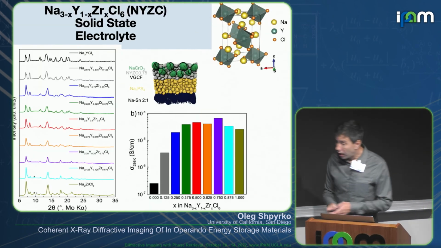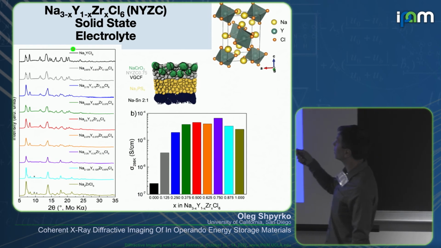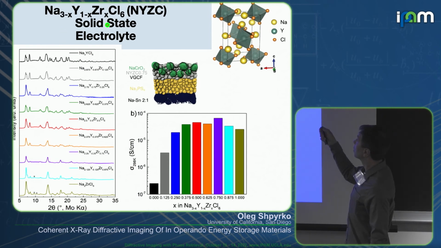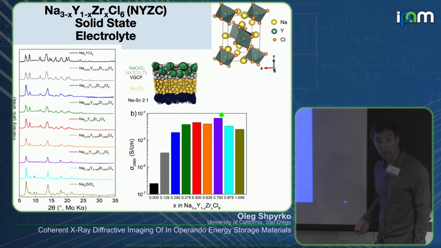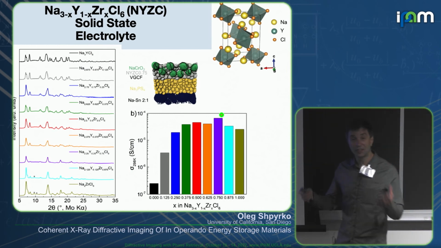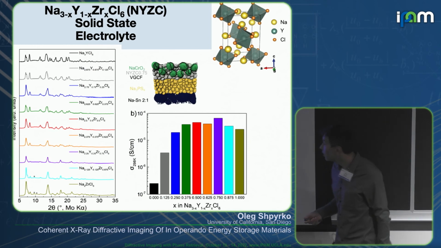And the interesting thing here is that the host material, sodium yttrium chloride, has very poor electric conductivity. But if you dope it with a little bit of zirconium that replaces the yttrium, then you can actually boost the conductivity by something like 2.5 orders of magnitude, which is fantastic because that's exactly what you want. You want your ions to be able to flow back and forth much more freely.